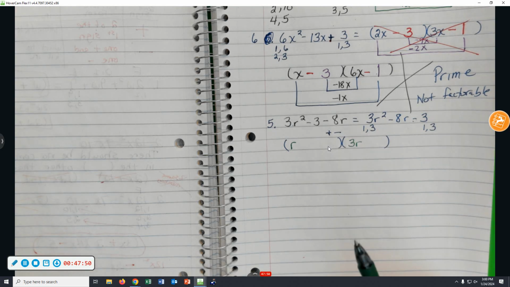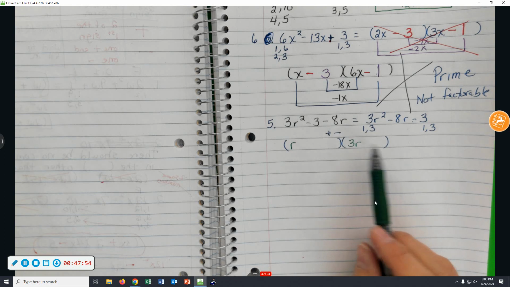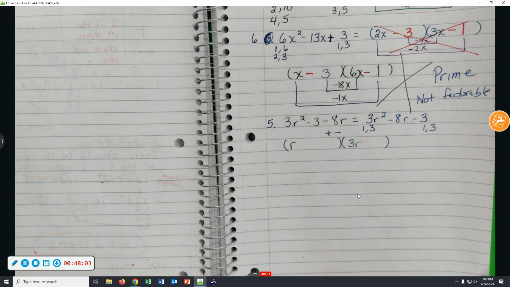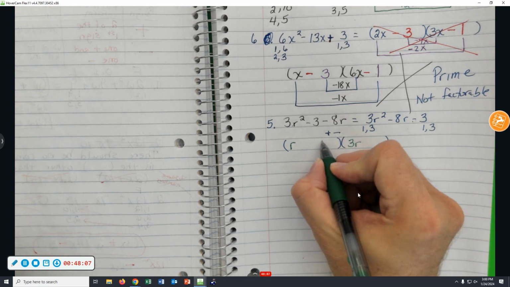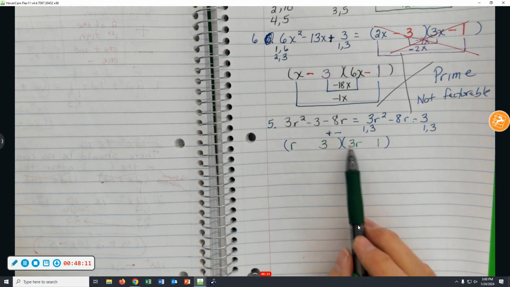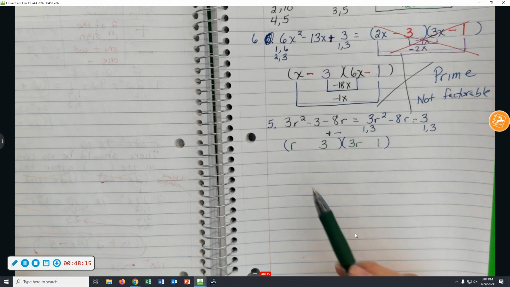Could I put the 1 here and the 3 here? No, you can't have the 3r and the 3 because they're both divisible by 3. You can't have two of the same number in the parentheses. If this is going to work out and not be another one of those prime ones, then the 3 is going to have to be there and the 1 there. The only common factor we have now is just a 1.